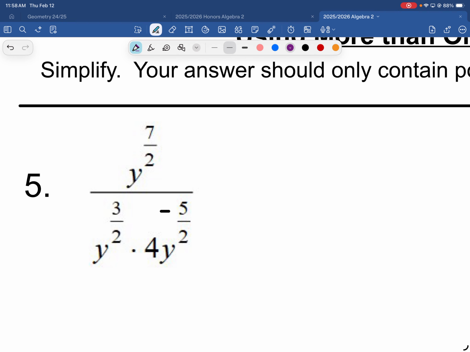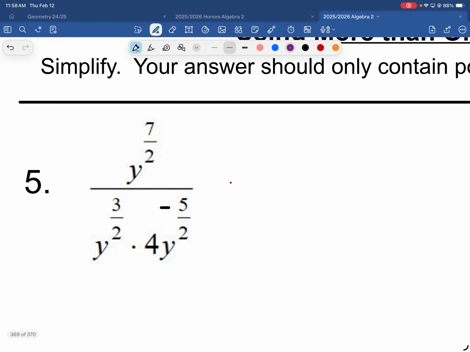I don't want any operations going on in my denominator. I want one thing over one thing. So the first thing I need to take care of is making this one thing. Again, bad mathematical terminology, but I don't care. So we need to make that denominator one thing. So my numerator is staying the same for now.